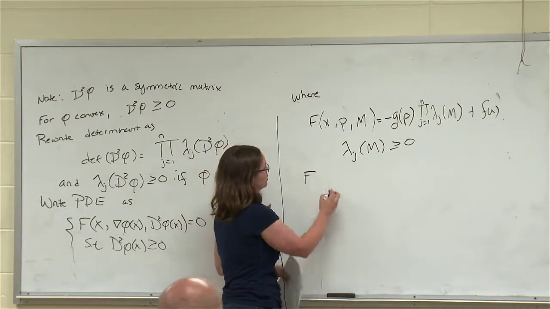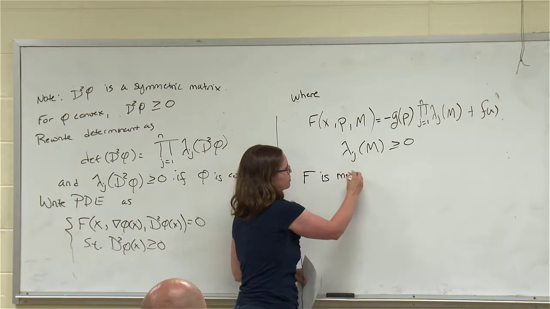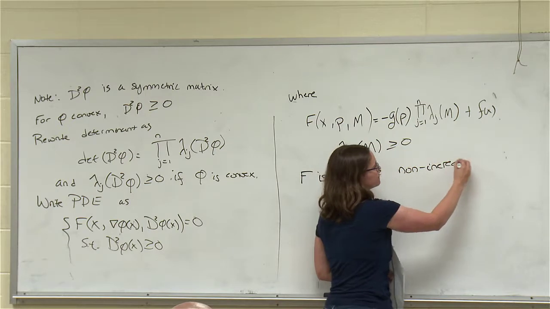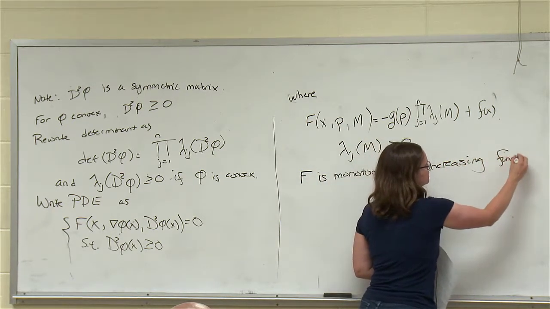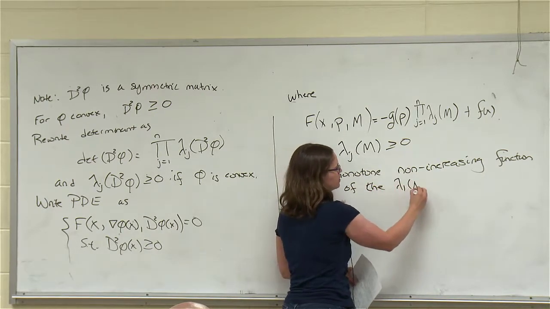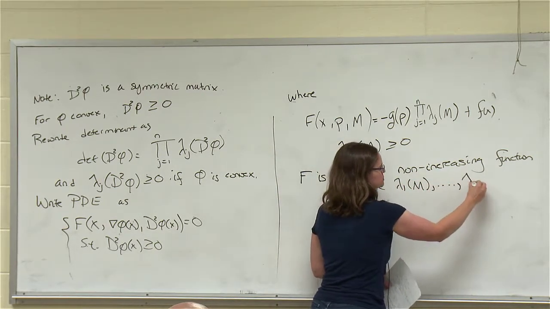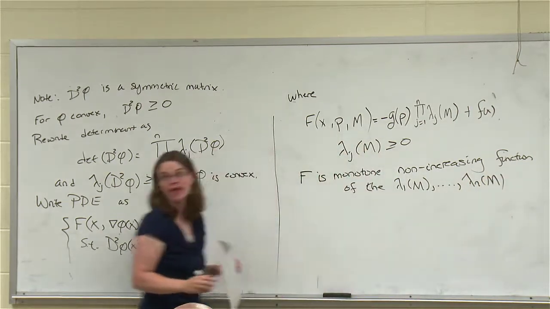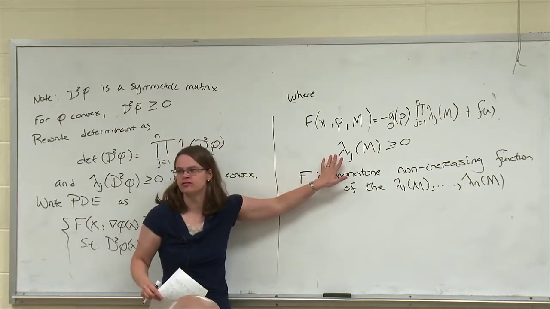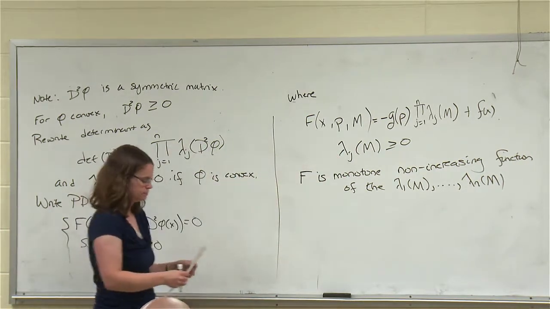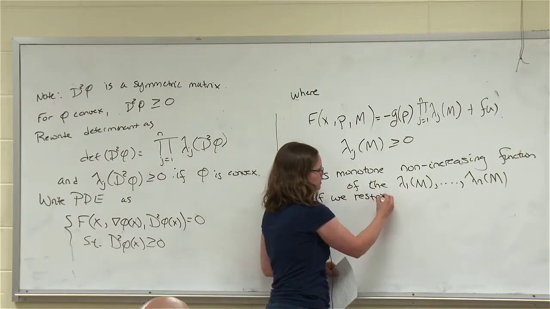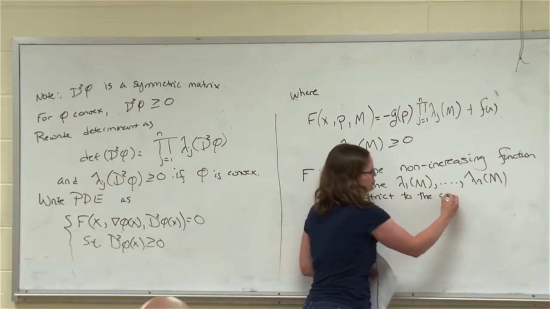So f is a monotone, we'll say non-increasing, function of the eigenvalues, if we restrict our attention to our constraint set, and only if we restrict our attention to the constraint set. So this is important, if we restrict to the constraint set.